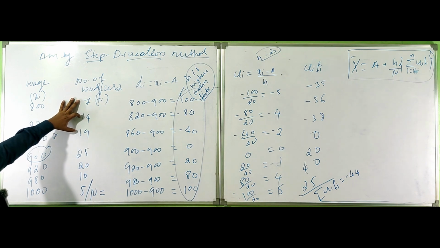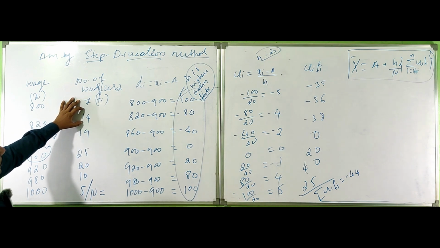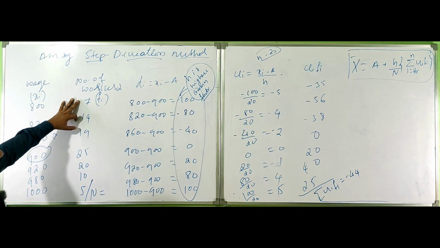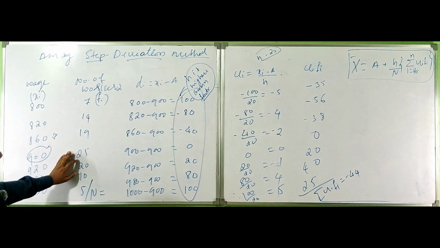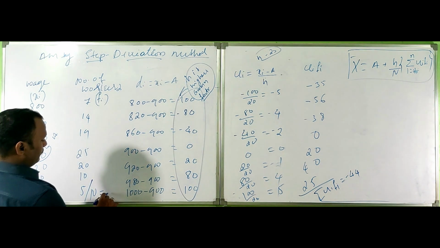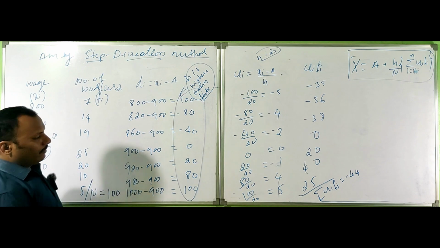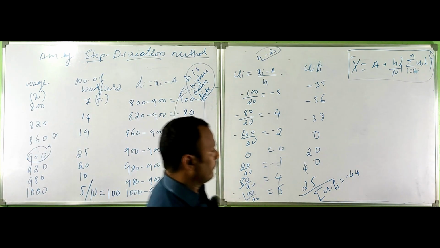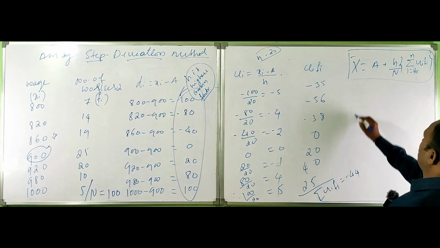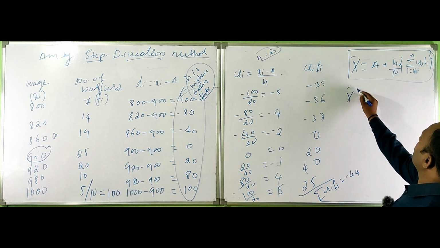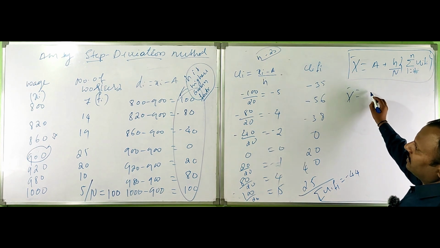21 plus 19 is 40. 65, 70 plus 30, 100. Okay. Only we have this value. Therefore, x bar is equal to, what is a here?